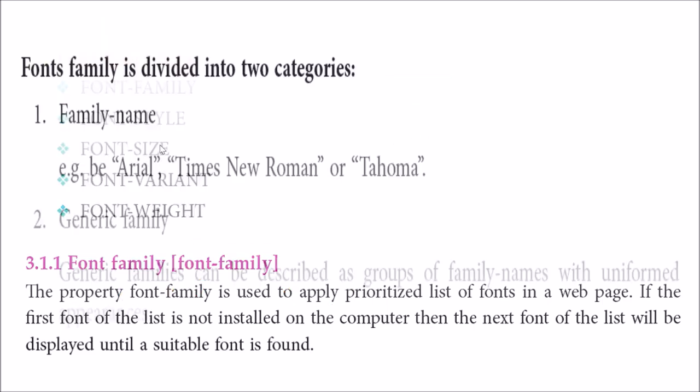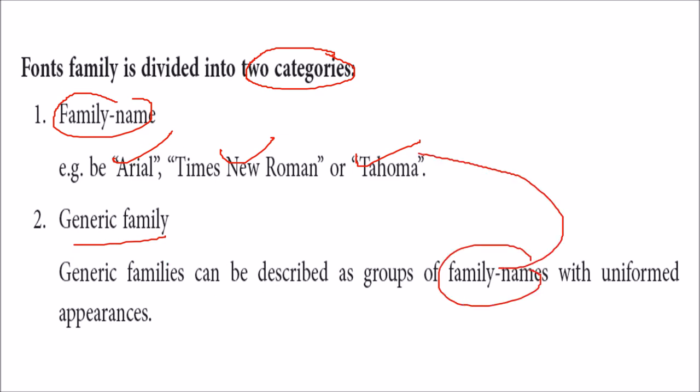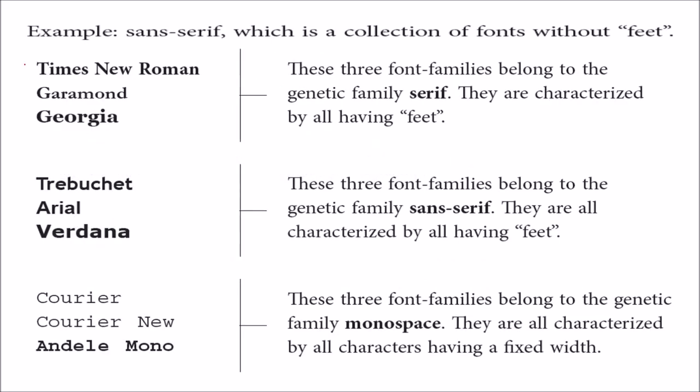Let me tell you what exactly this is. Font family is divided into basically two categories. First is your family name, which can be Arial, Times New Roman, Tahoma, like this. The second category is the generic family. A generic family can be described as a group of family names with uniform appearances. For example, these are all serif. So they come under the generic family called serif. They all have feet.